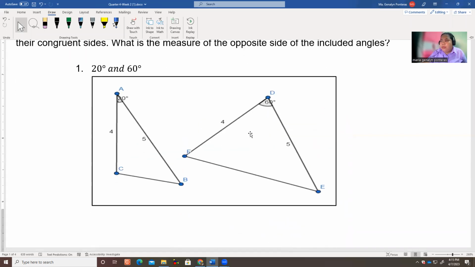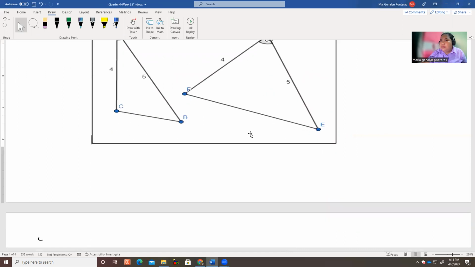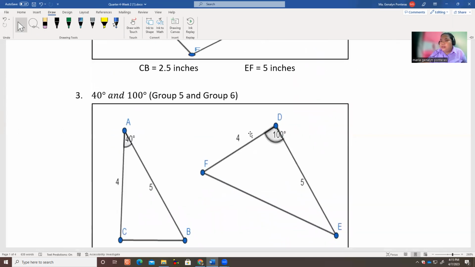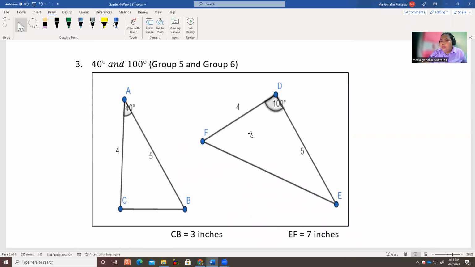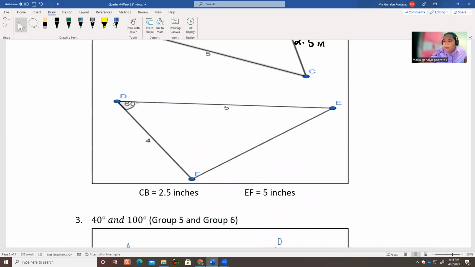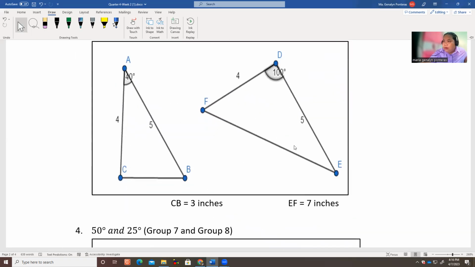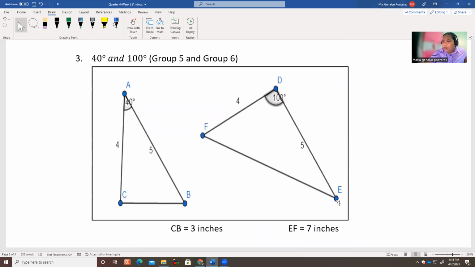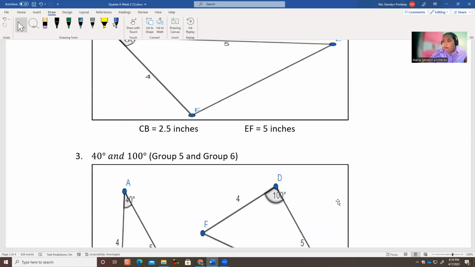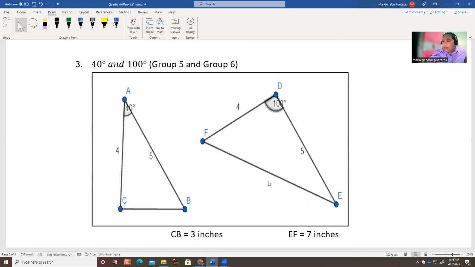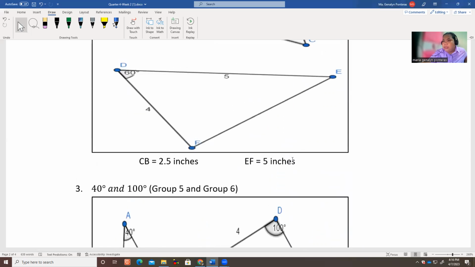So what I have here is a pair of triangles. I will give it to the students. We also have 40 and 100. So obviously CD is less than FE again. Compared to the first figure, where 60 has an opposite side of 5 inches, here 100 becomes 7 inches. So our figure should be consistent. If 100, its opposite side is 7, which is larger than the one for 60.